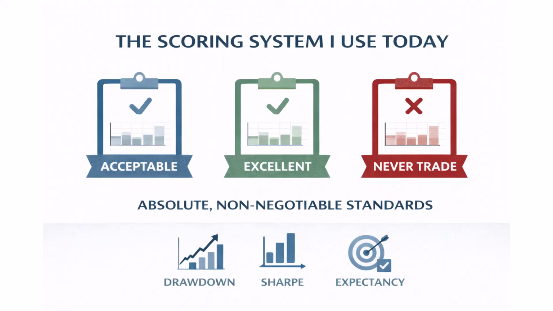Now in this video I want to show you the scoring system I actually use today. A system that doesn't just rank strategies relative to each other, but evaluates them against absolute and non-negotiable standards. A system that can say this strategy is acceptable, or this one is excellent. And more importantly, this one should never be traded, no matter how good it looks on one metric. And the best part is that you don't need advanced math or academic theory to understand it. If you understand basic trading concepts like drawdown, Sharpe and expectancy, you already understand most of this system.